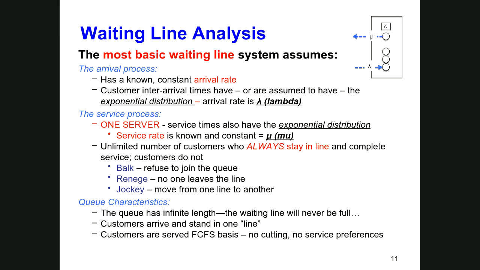This process has to have the exponential distribution. Similarly, we only have 1 server, and that server's average service rate is mu, and this is going to be expressed as the number of customers per unit of time.